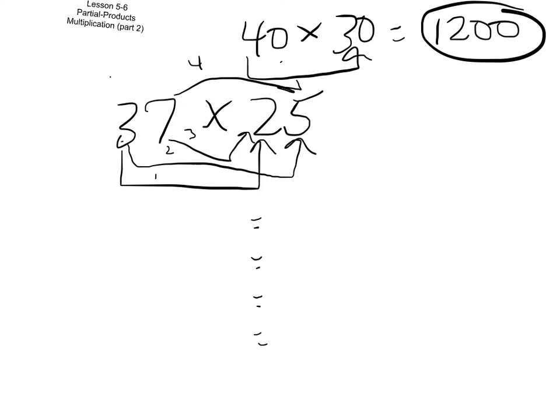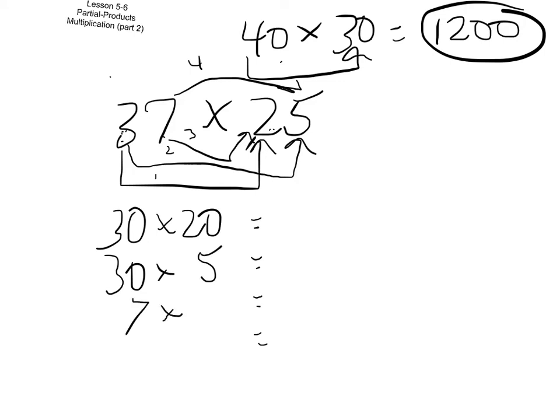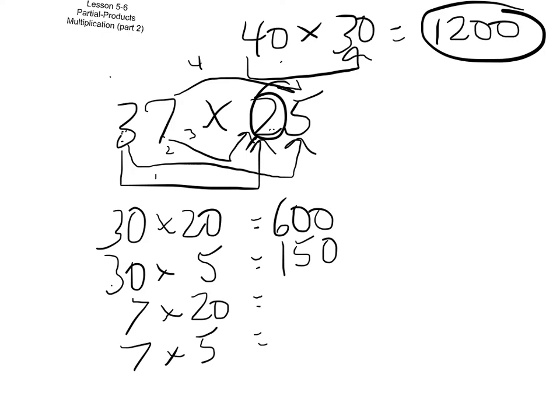Let's do the first one. Let's do 3 times 2, which isn't 3 times 2, it's actually 30 times 20, because that 2 is in the tens place and this 3 is in the tens place. 30 times 20, and my second line is 30 times 5. Next we'll take 7, multiply that by the 20, and then 7 multiplied by the 5. So 30 times 20 equals 3 times 2 with 2 zeros. 30 times 5 would be 15 with 1 zero. 7 times 20 would be 14 with 1 zero. 7 times 5 is 35.